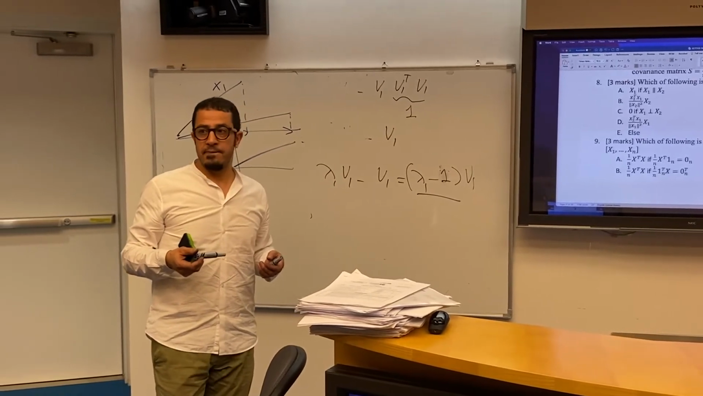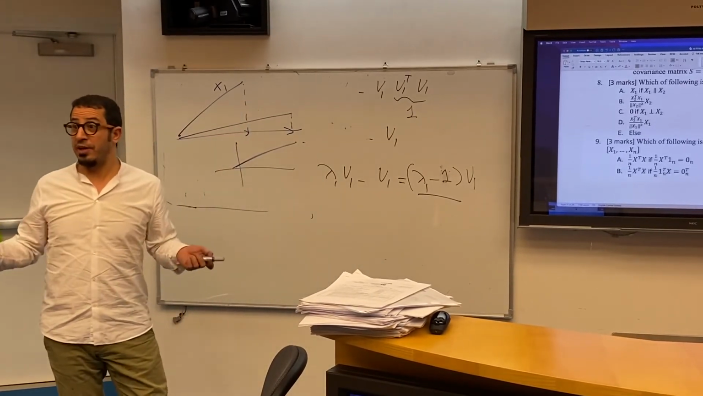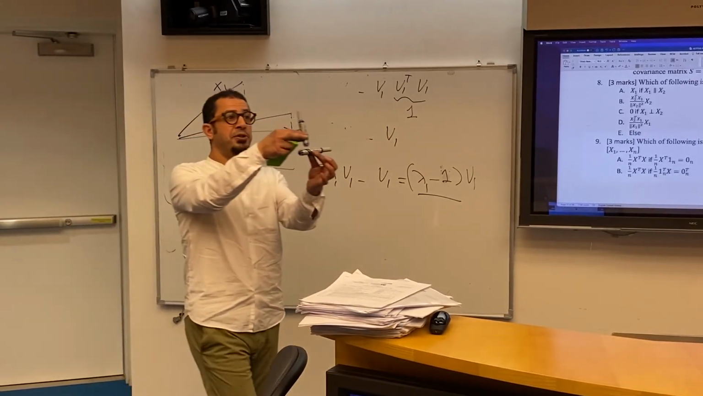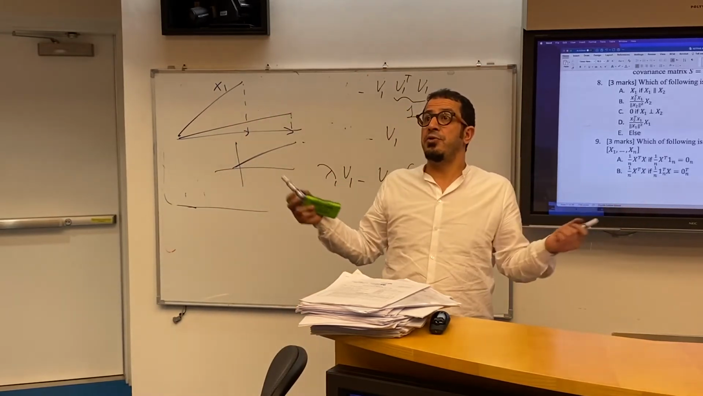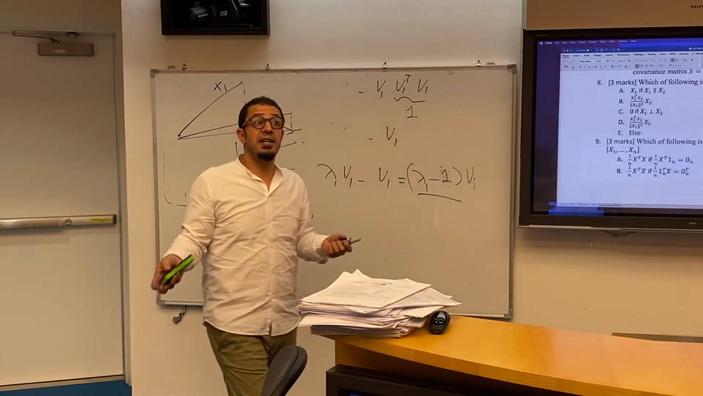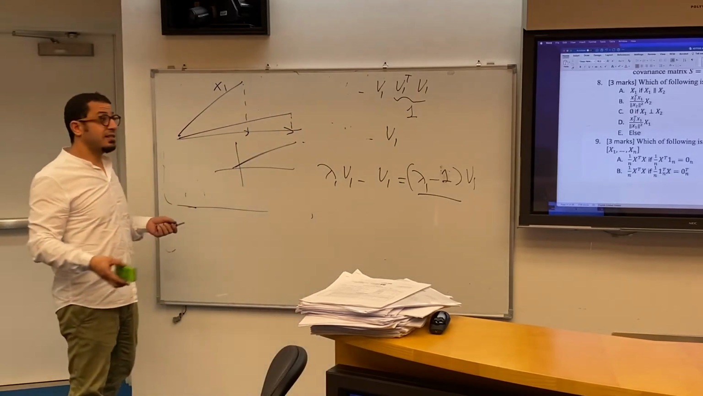Projection could be 0 if they are perpendicular. So it is correct. Because if you have two things perpendicular here, what is the projection of this on this one? It is 0. There's nothing, right? Because cosine 90 is 0.